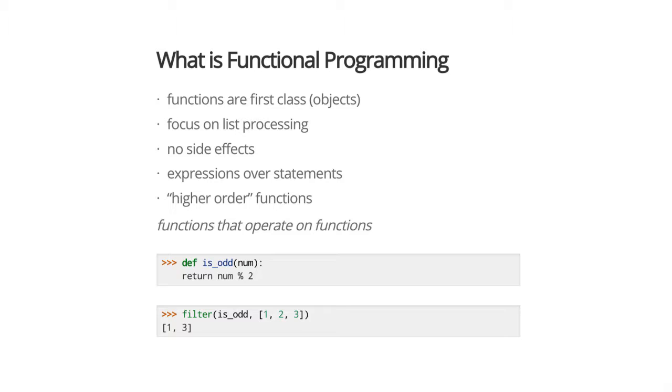So this is a super easy example. So we have is_odd, a number is odd if the remainder from dividing by 2 is 1. So you filter is_odd, where you give it a function and you give it a list. And it says, okay, the odd numbers are 1 and 3.